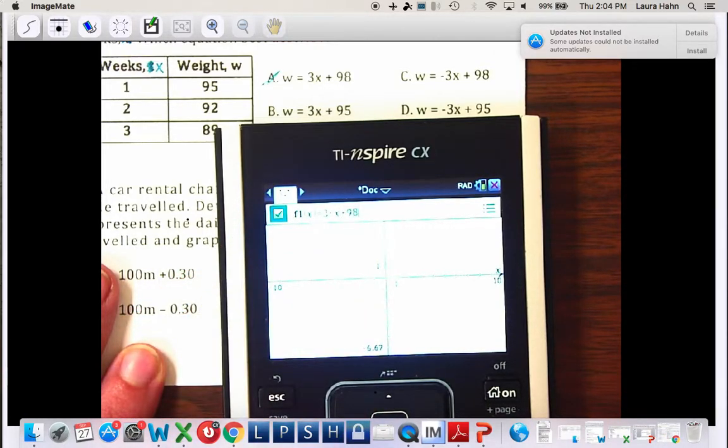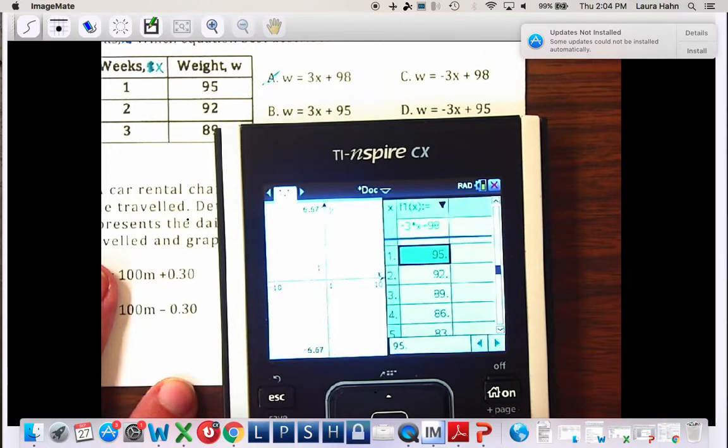Okay, so that says 3x plus 98. Let's try C, which is next. So that's negative 3x plus 98. Control T. All right, so we want 1 and 95, that matches. 2 and 92, that matches. 3 and 89, perfect. All right, so we know that C does match.